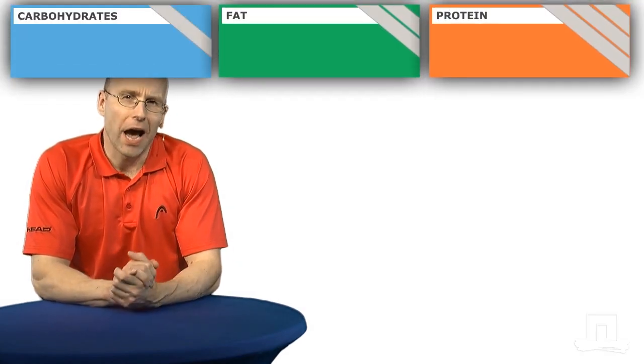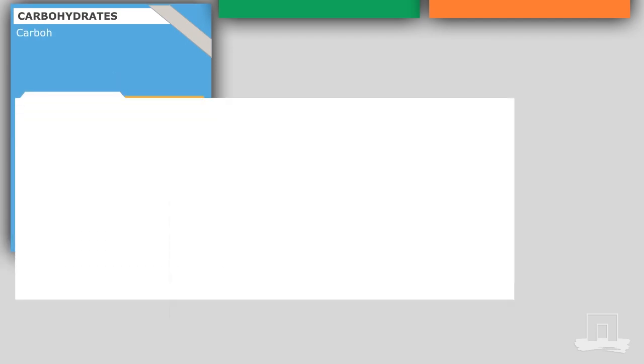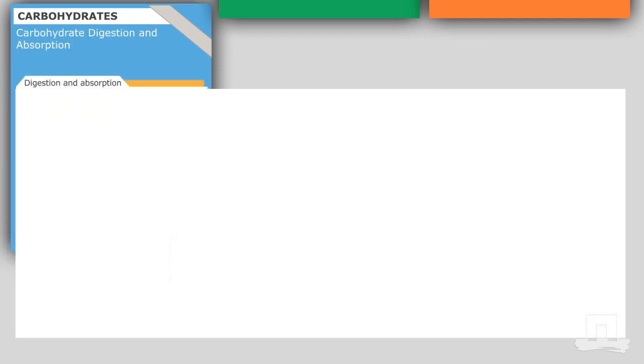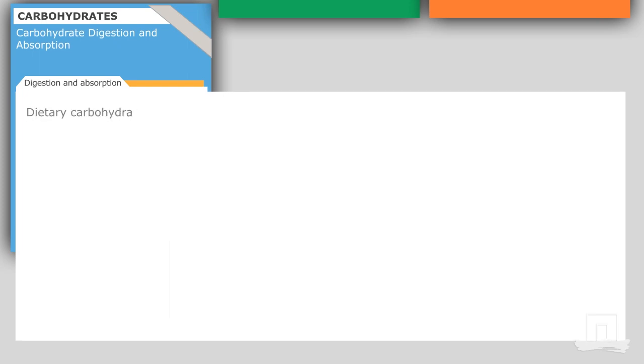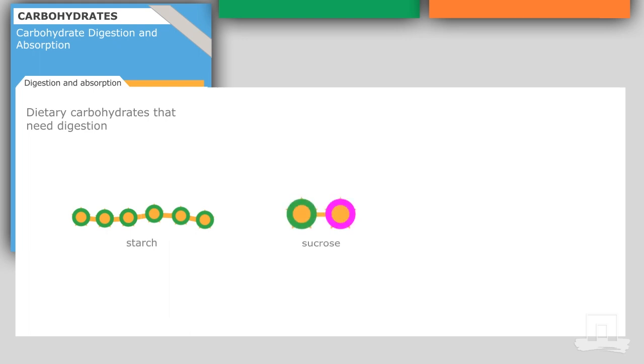Hi. In the next video, I will discuss carbohydrate digestion and absorption. We first need to remember which dietary carbohydrates require any digestion before they can be absorbed. Those include starch, a polymer of glucose, and the three disaccharides: sucrose, maltose, and lactose.